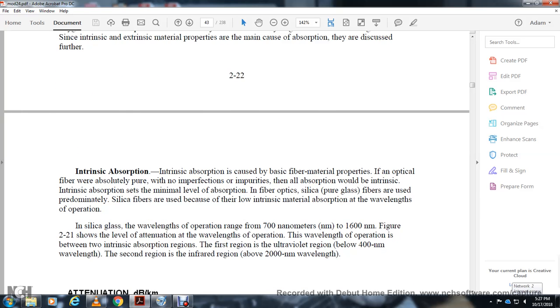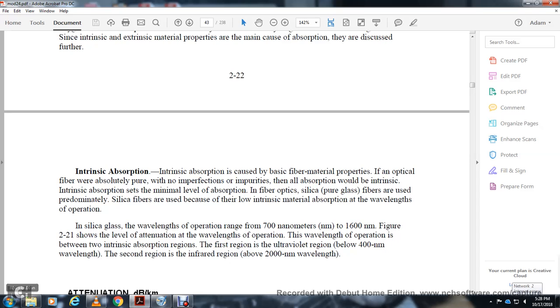Intrinsic absorption is caused by the basic fiber material properties of the optical fiber. If the fiber appeared with no imperfections or impurities, then all the absorption would be intrinsic absorption, which sets the minimum level of absorption. Silica glass fibers are the predominant choice because of the low intrinsic material absorption at the wavelengths of operation. Silica glass has a wavelength operation range of 700 nanometers to 1600 nanometers.